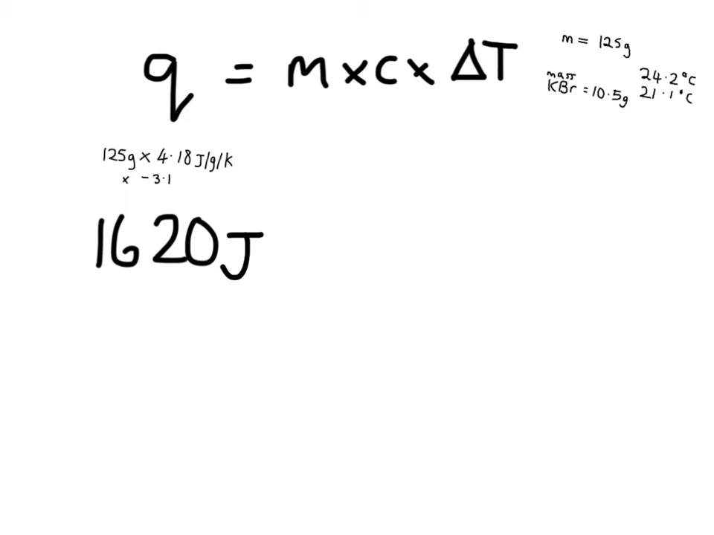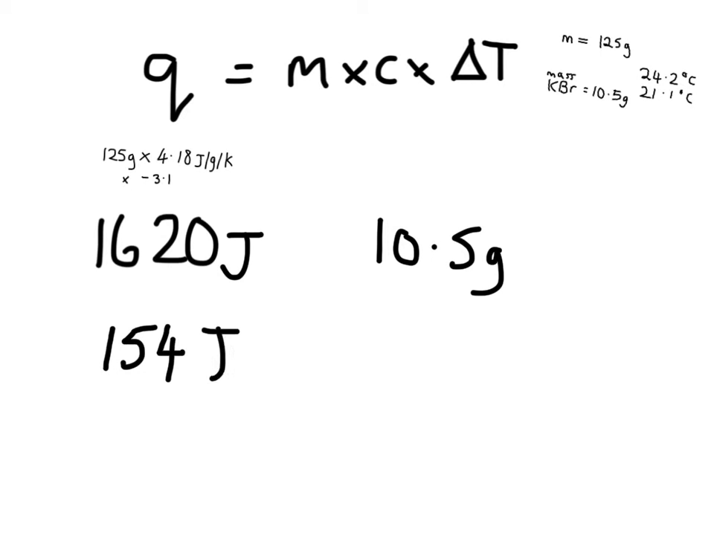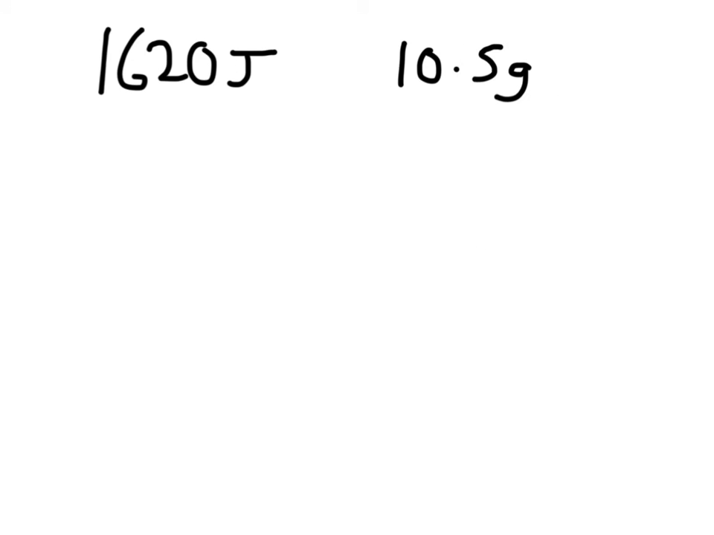Now, the question asks for it per gram. We know we've got 10.5 grams. So we simply need to now divide this number by 10.5 so that we have the amount per gram of KBr. And that works out to be 154 joules. Part of the question asks for it to be expressed in kilojoules. So that's 1.6 kilojoules. And it says per mole.